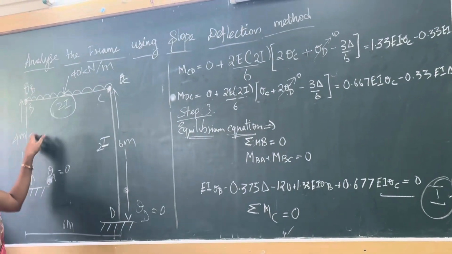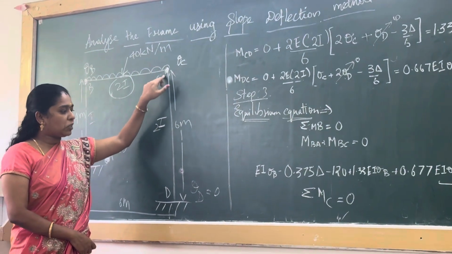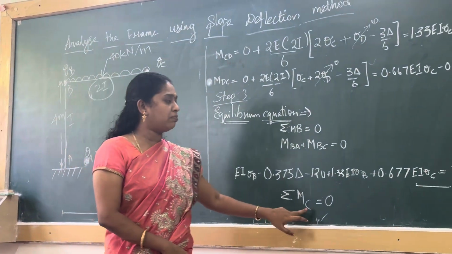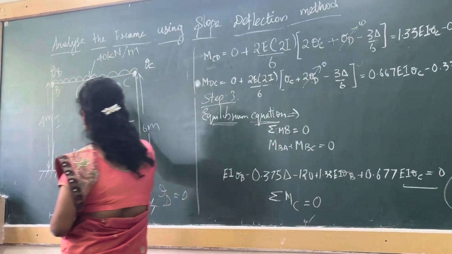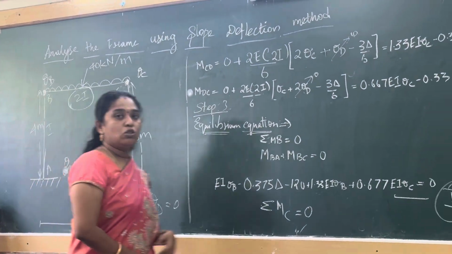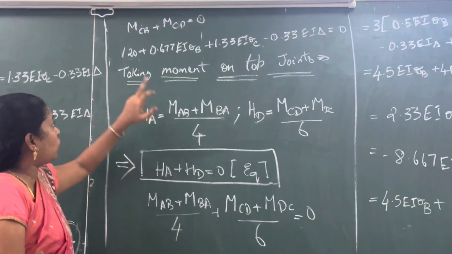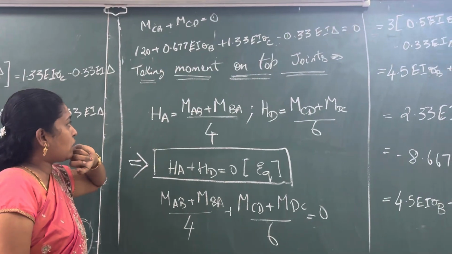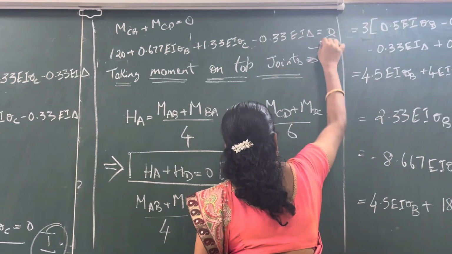So next we will substitute the equilibrium equation at the hinged support C, that is summation of MC equal to 0. So here also we are having two spans, one is CB, another one is CD. So moment of CB plus moment of CD equal to 0. So we will substitute these values and we are getting the Roman letter 2 equation.